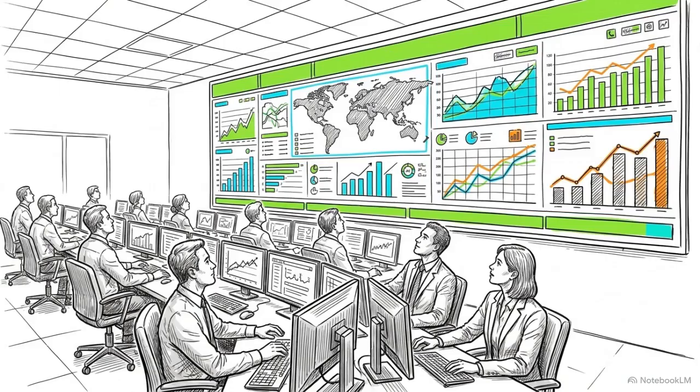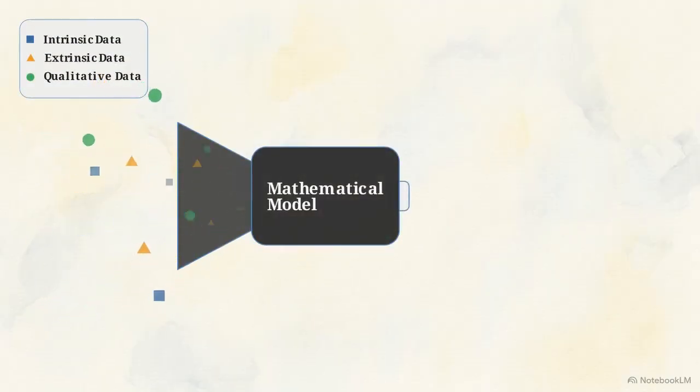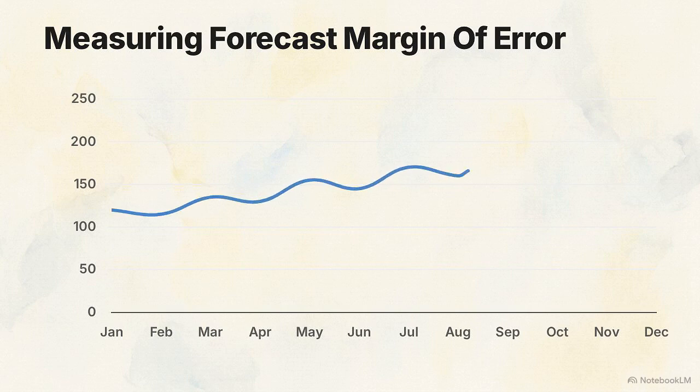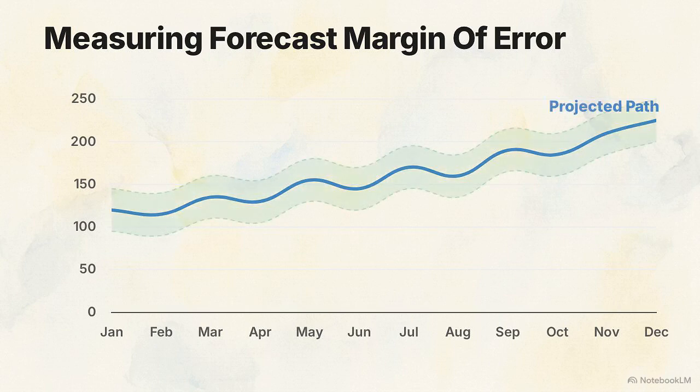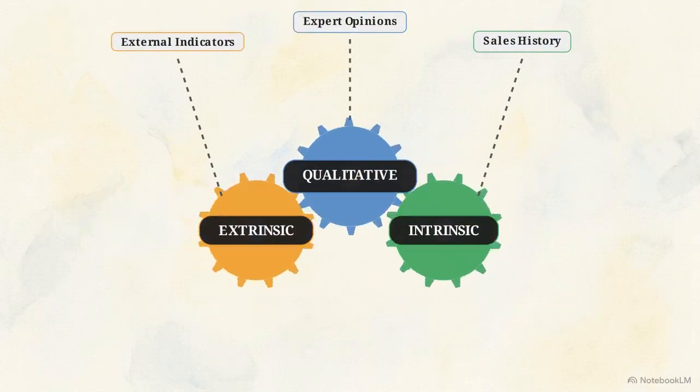These models sift through whatever data is available to extract reliable probabilities. This line graph shows a projected path for future demand, and right around that central projection is a shaded band representing the mean absolute deviation. That shaded area is a statistical estimate of exactly how far off the prediction is likely to be. To calculate these projections, forecasters feed data into three main categories of mathematical engines: qualitative, extrinsic, and intrinsic techniques. Selecting the correct engine for the specific data environment you are operating in is the only mathematical way to keep that margin of error as tight as possible.